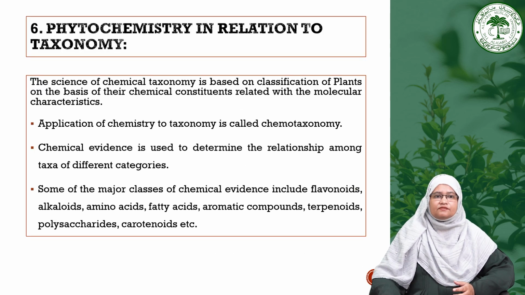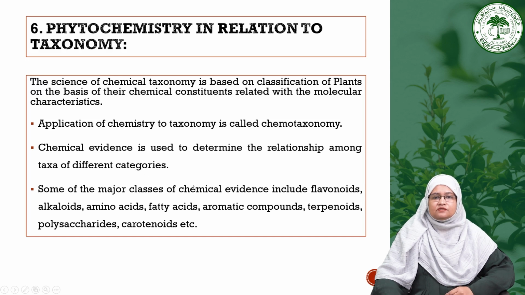Now moving towards our next evidence, that is the phytochemistry in relation to taxonomy. It is also called chemotaxonomy. Like the science of chemical taxonomy, it is based on the classification of plants on the basis of their chemical constituents related with the molecular characteristics. So we can say that application of chemistry to taxonomy is called chemotaxonomy, and the chemical evidence is used to determine the relationship among taxa of different categories.